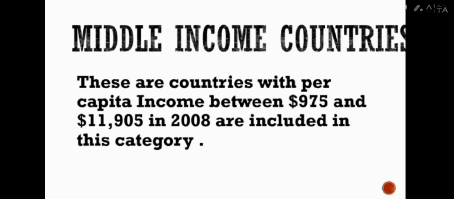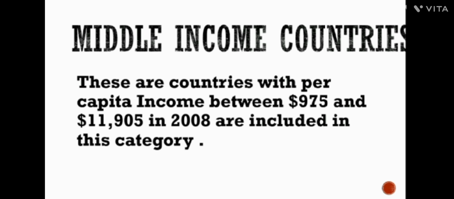Next is middle income countries. Okay, so in this category, countries with per capita income between $975 and $11,905 in 2008 are included. So middle income countries are those countries which have the per capita income between $975 to $11,905. Okay, if any country is having the per capita income in this range, then the country is said to be a middle income country. So this was the second classification or category.